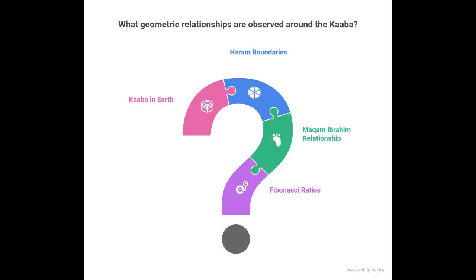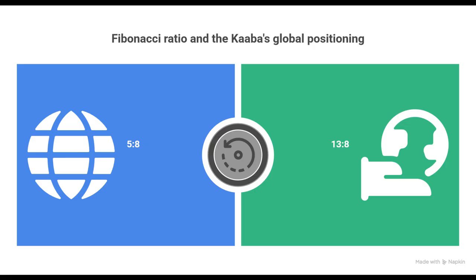By plotting the Earth's latitude and longitude on a 2D grid, we can analyze the Kaaba's coordinates: 21.4 degrees north, 39.8 degrees east. The distances from this point to major global lines, like the anti-meridian and the north and south poles, yield ratios that closely approximate key Fibonacci ratios like 5 to 8 and a near-perfect 13 to 8.